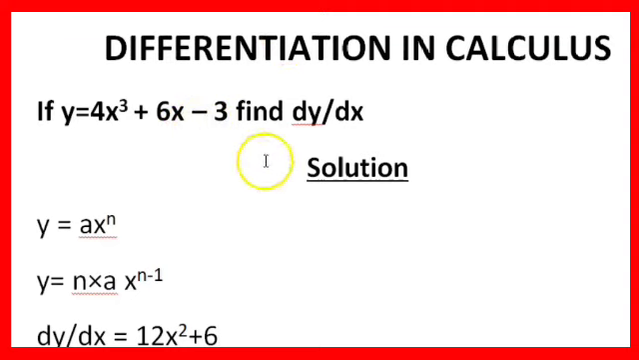Now let's differentiate 3. In differentiation, whenever you want to differentiate a constant, it is equal to 0. So you don't really have to differentiate it, because it is equal to 0. So our final answer is 12x to the power of 2 plus 6. This is our final answer.